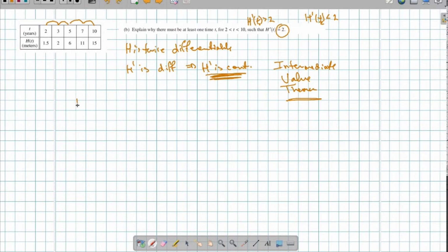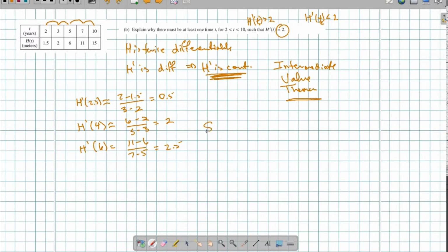So I could say that h prime of 2.5 is approximately equal to 2 minus 1.5 over 3 minus 2. Well, this is 1/2 and this is 1, so this is 0.5. If I take a look at what's happening at h prime of 4, that's going to be approximately equal to 6 minus 2 over 5 minus 3, which is 2. So my approximate is approximately 2. And we know from the previous problem, h prime of 6 is going to be 11 minus 6 over 7 minus 5, which is 2.5.